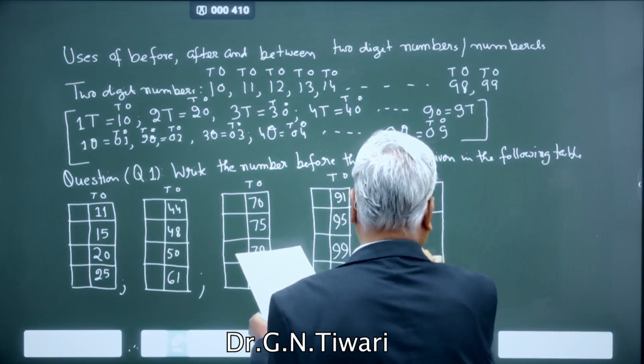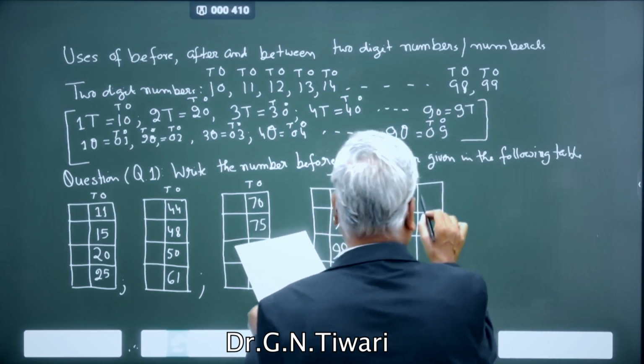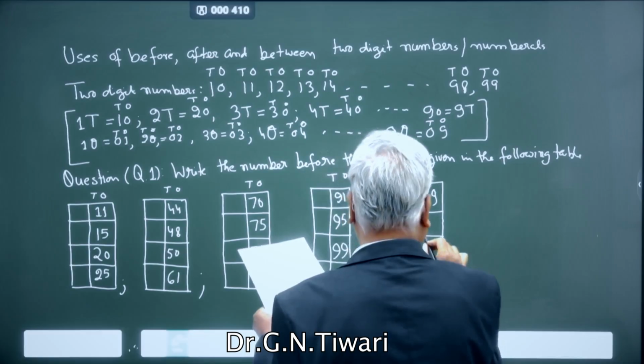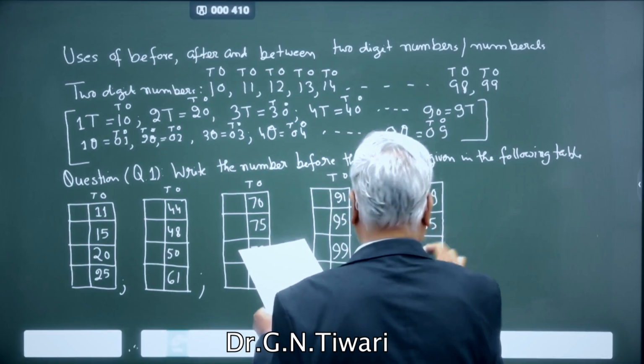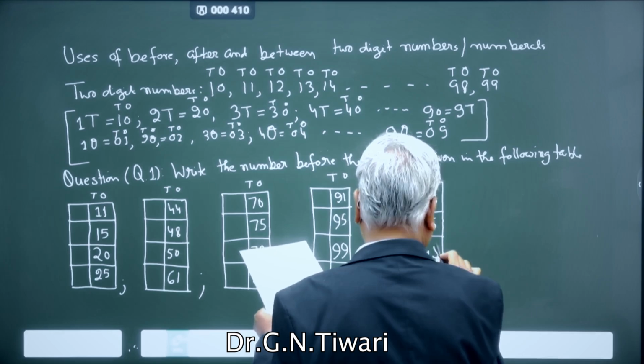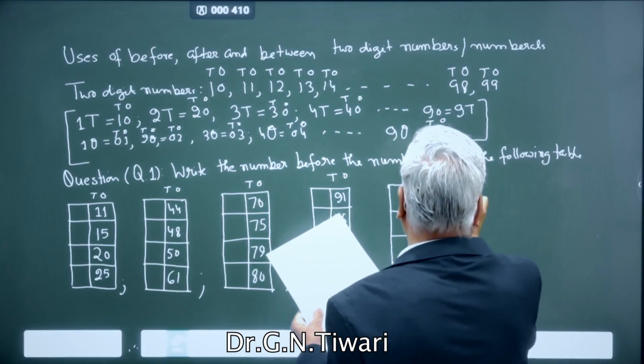1, 2, 3. So here 69, then 55, then 45, then 35. You can make as much table as possible.